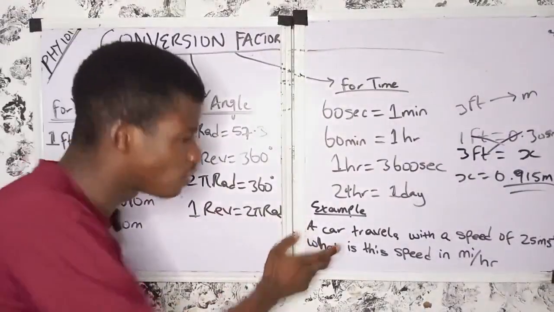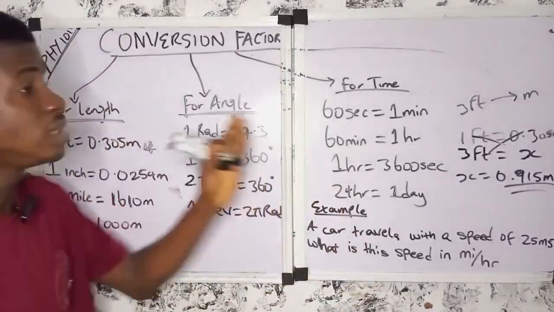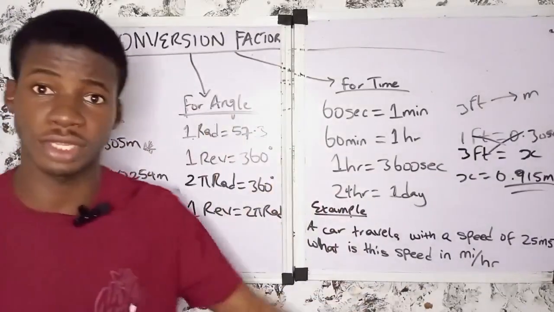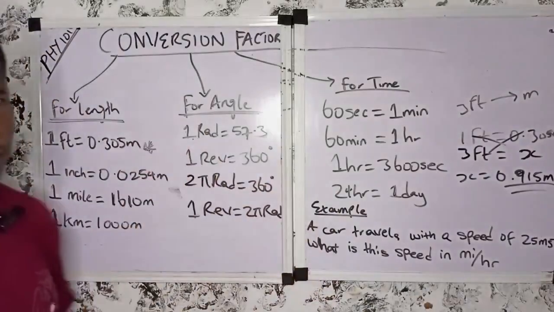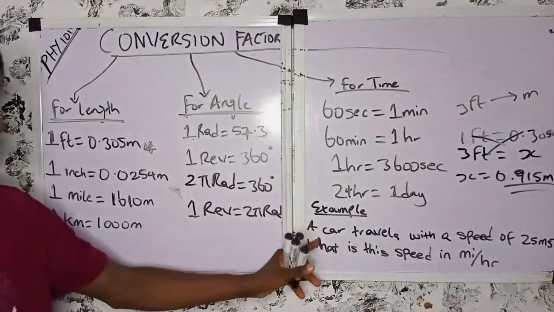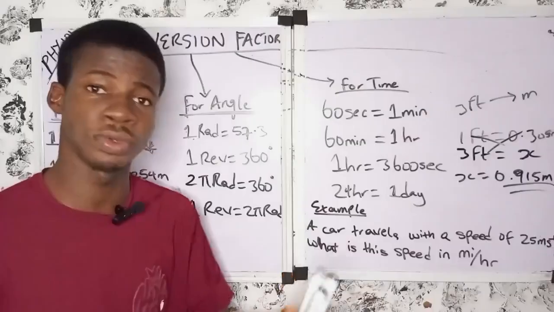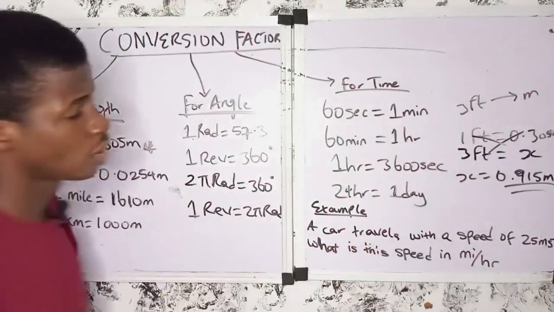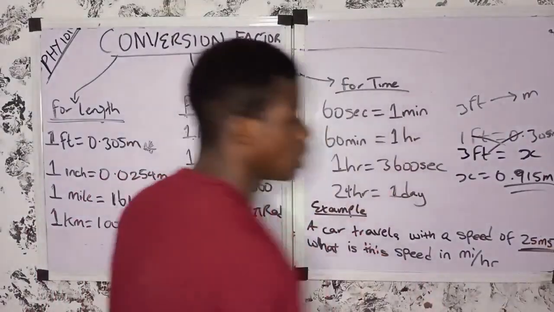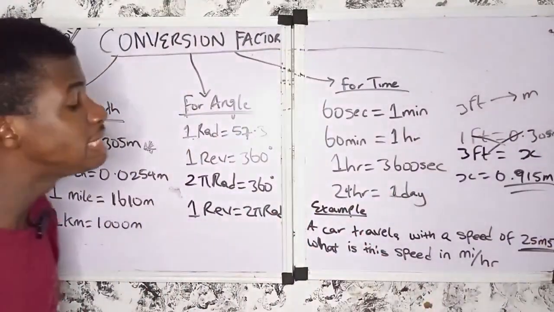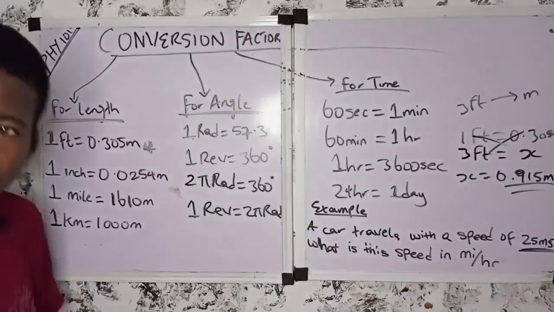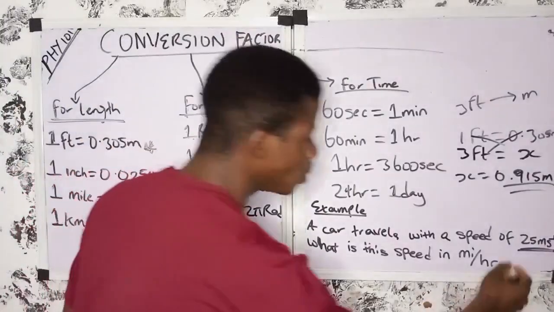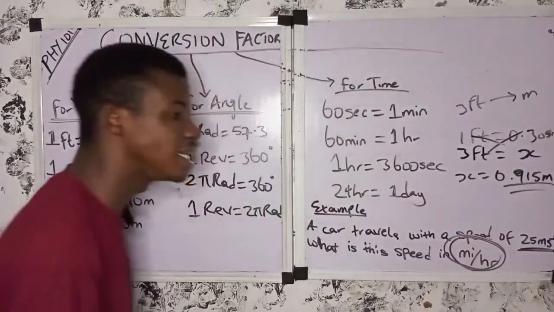Now let's solve. At the end of this video, we'll do the exercise questions in the back of your textbook relating to conversion factor. Okay. So look, this is a particular example in your textbook. A car travels with a speed of 25 meter per second. What is this speed in mile per hour?